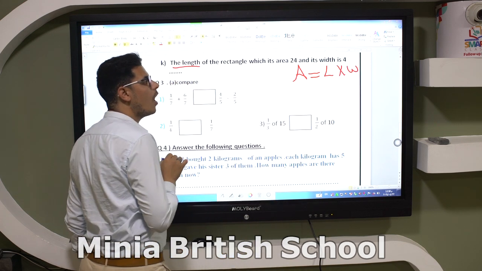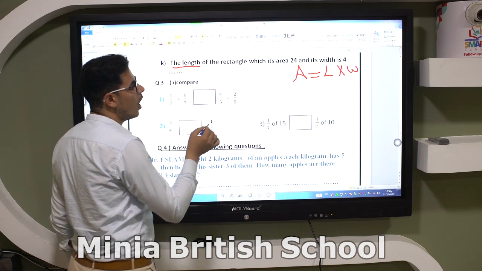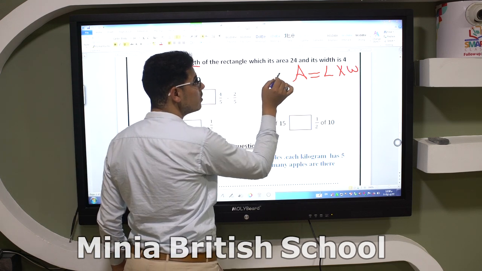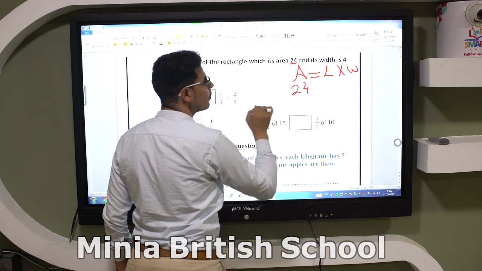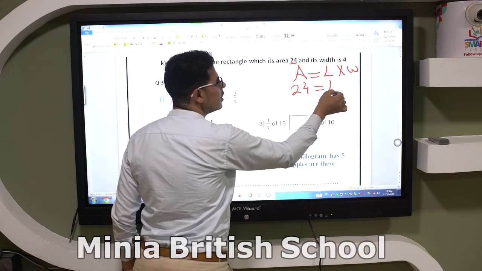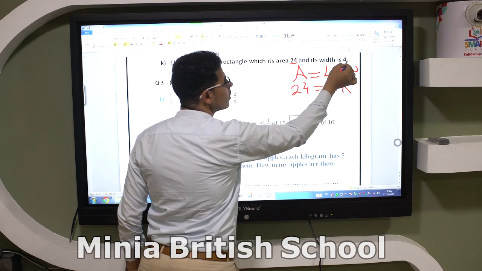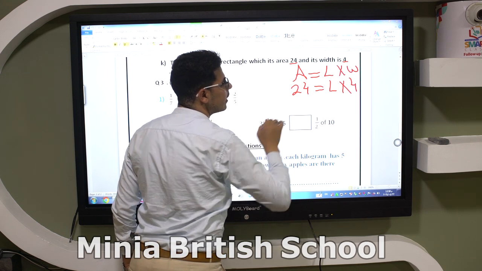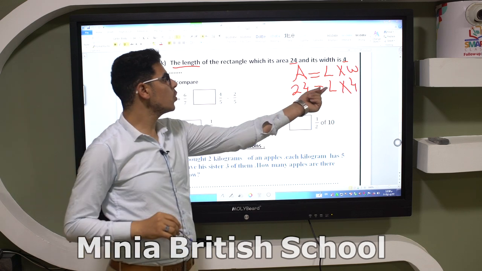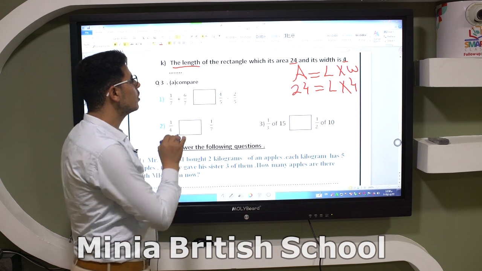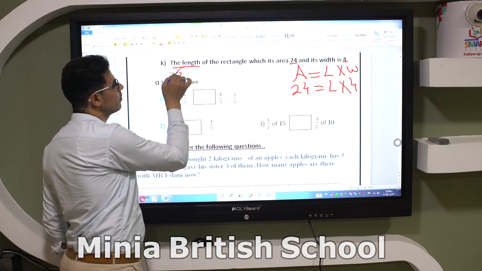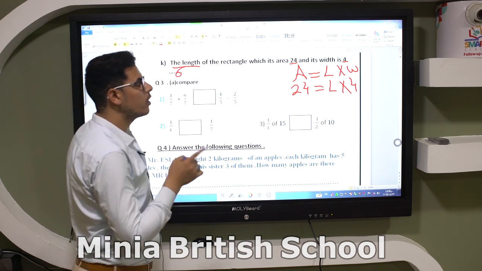I know that the area equals length times width. If I want to find the length, I will write down the data. Here the area equals 24, equals length, which I need, times the width 4. And ask yourself, 4 times what gives me 24? It will be 4 times 6. I can do it another way.